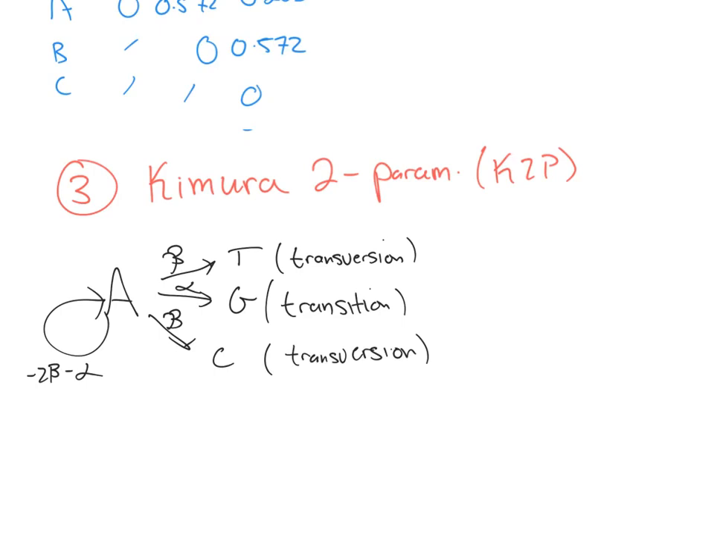Why would A to C be a transversion? Isn't A to C a transition? Did I do it wrong? A to C is a transversion. Okay, so that is correct. A to C and A to T are both transversions. Is that correct? Yeah. Okay, cool. I thought I looked them up, but I'm glad I did. So that's how this model works.